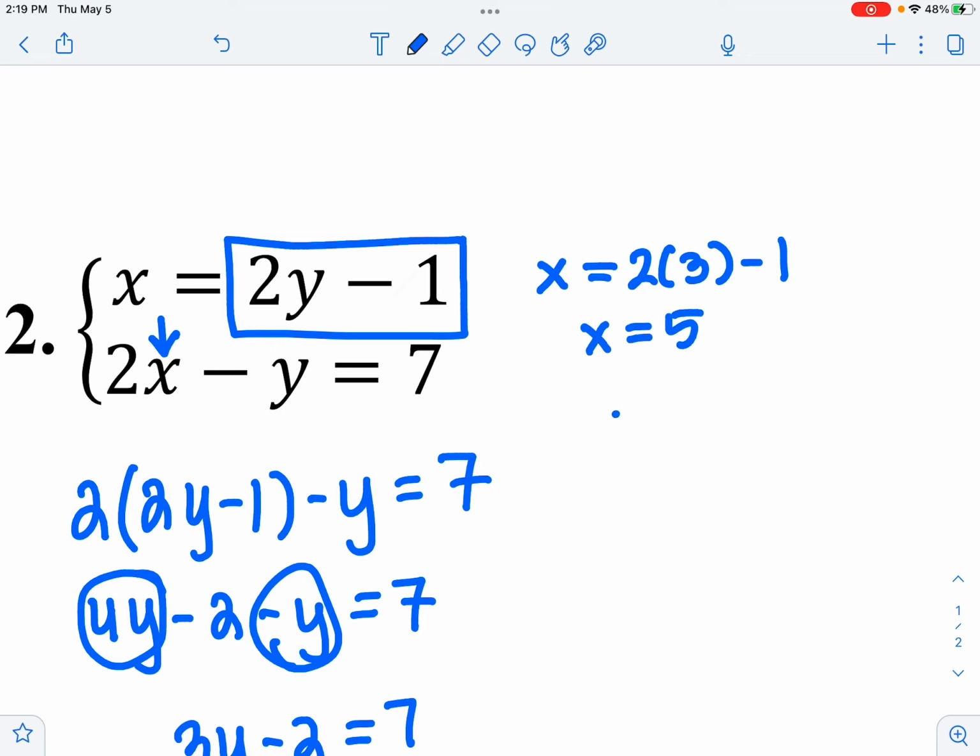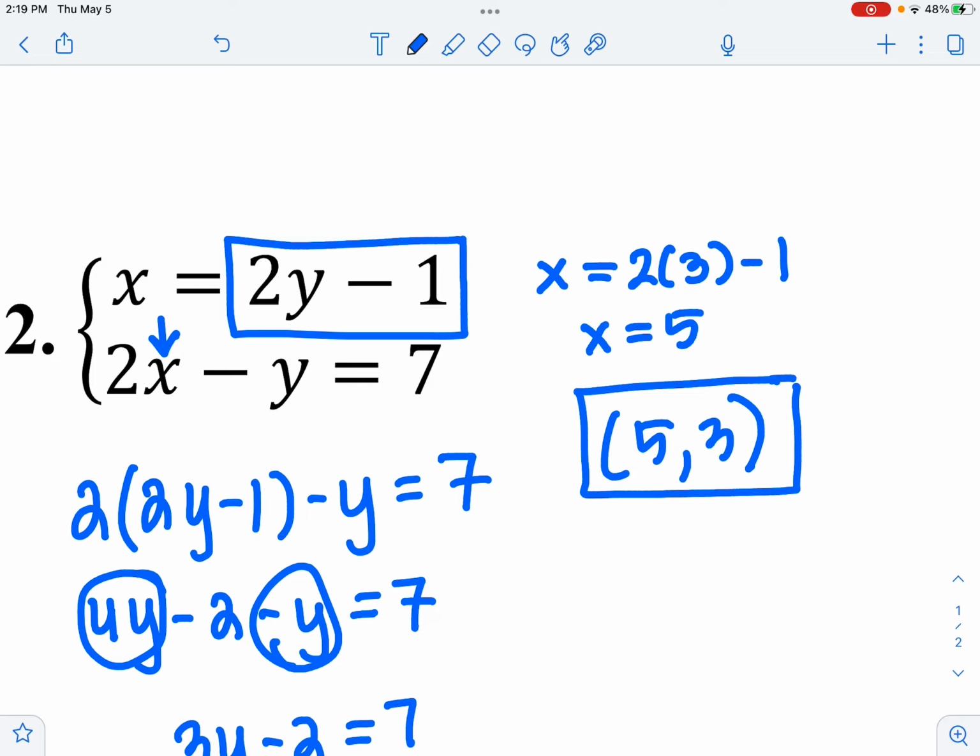I can write my answer as an ordered pair solution, x comma y. So 5 comma 3. And also, I'm going to mentally check it in the second equation. 10 minus 3 is 7. It is correct. All right, so that's Algebra 1 because I have two equations that are both linear.